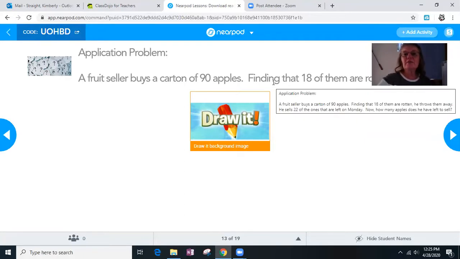So we read the problem. Now, boys and girls, we need to draw a picture. That is where the D comes in. So we have the fruit seller, and we'll draw a tape diagram to represent his apples. How many apples did he have all together in that box? That's right, he had 90. But then some were rotten. So we'll label that rotten.